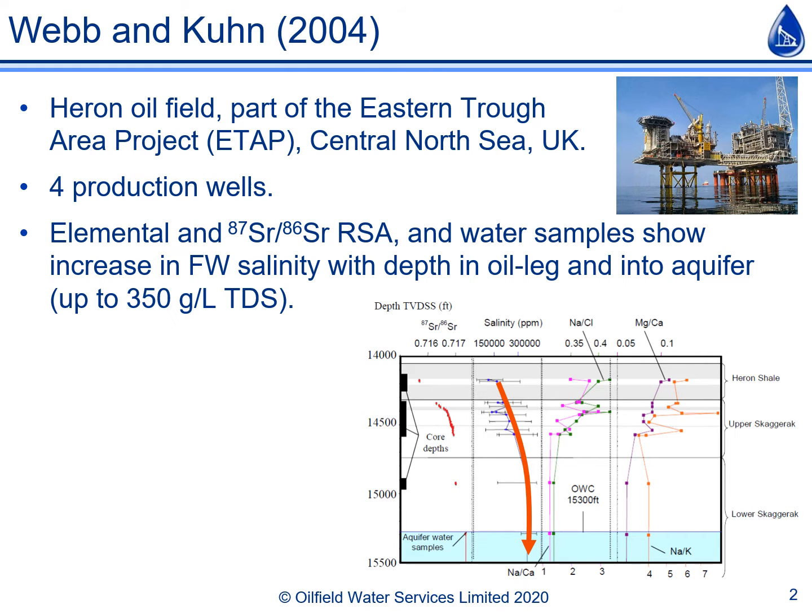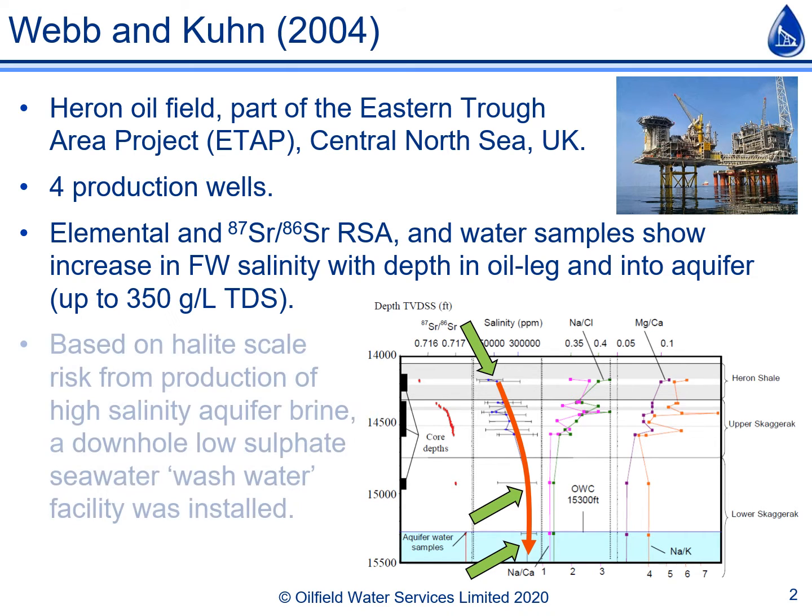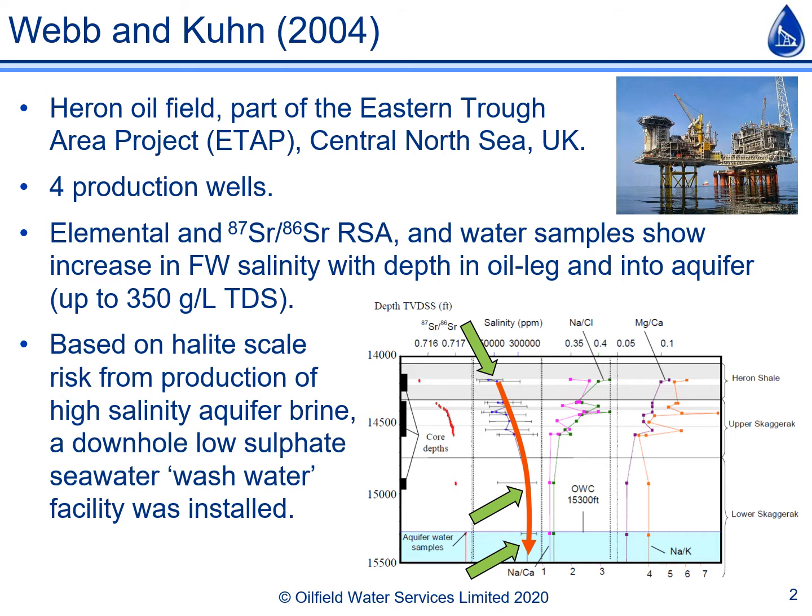The lowest salinity formation water is present in the shallower section of the oil leg, and the highest salinity formation water is present in the deepest section of the oil leg and in the underlying aquifer. The highest salinity of the aquifer formation water was also confirmed via water samples collected from appraisal wells. Using these formation water analyses, it was predicted that when the field started production, if the high salinity aquifer water were to be produced, this would cause halite scale deposition in the wells.